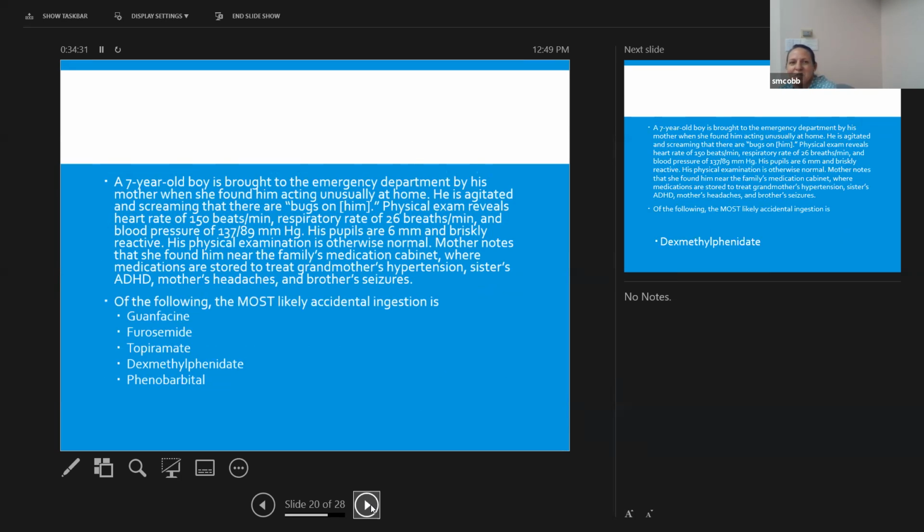Okay, so a 7-year-old boy is brought to the ED by his mom. She found him acting unusually at home. He's agitated, screaming there are bugs on him. Physical exam reveals a heart rate of 150, respiratory rate 26, blood pressure 137/89, pupils are 6 millimeters and briskly reactive. Physical exam is otherwise normal. Mom notes that she found him near the family's medication cabinet where meds were stored to treat grandma's hypertension, sister's ADHD, mom's headaches, and brother's seizures. Of the following, the most likely accidental ingestion is?